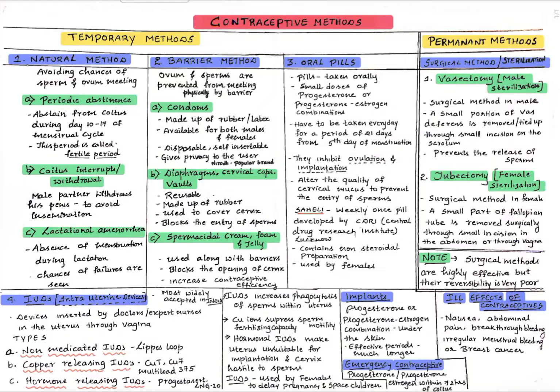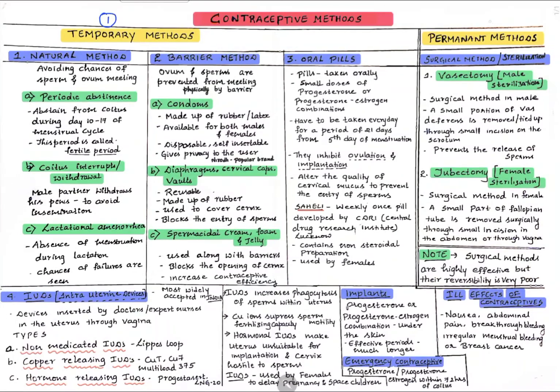Today I am going to explain how to revise contraceptive methods within 10 minutes. See, contraceptive methods are the methods which are available to prevent pregnancy or conception. There are two important methods. First one is temporary method and second one is permanent method. First, let us move towards temporary method.